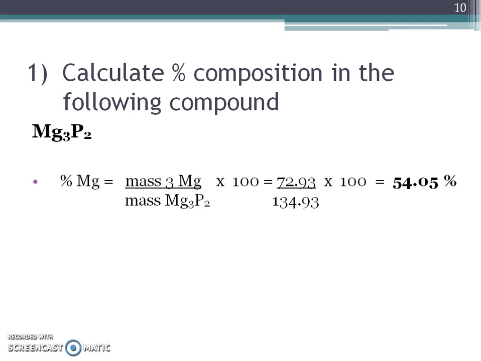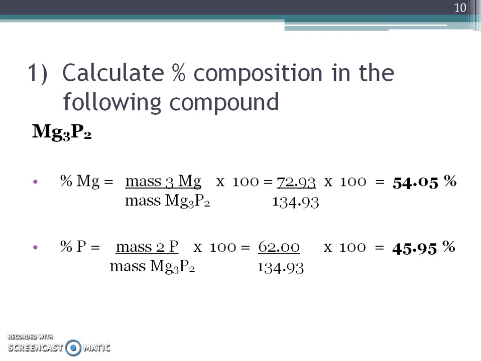So here's the percent for magnesium. So I took the mass of 3 magnesiums, which came to 72.93, and I took the mass of the whole compound of magnesium phosphide divided times 100 to get the 54.05%. Now the shortcut way would take 100 minus that to give you the phosphorus percent.